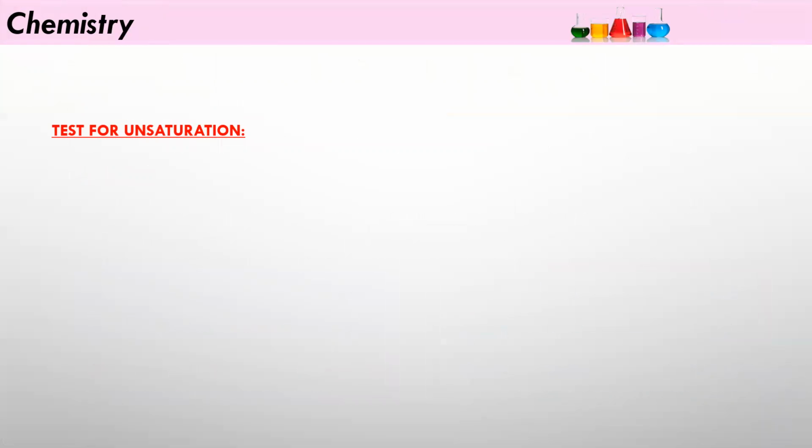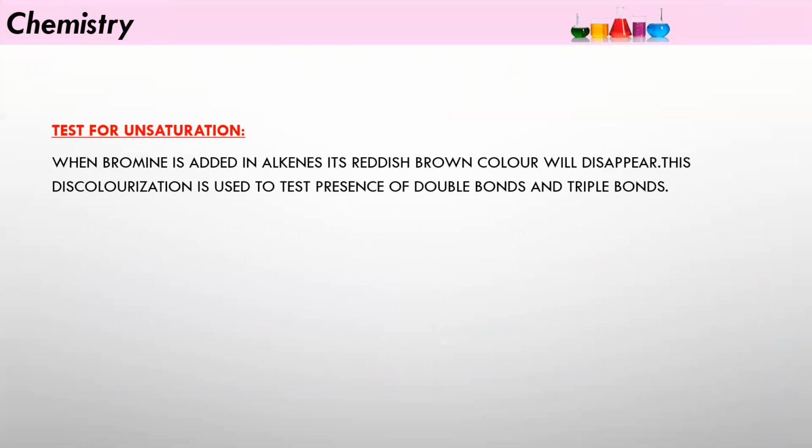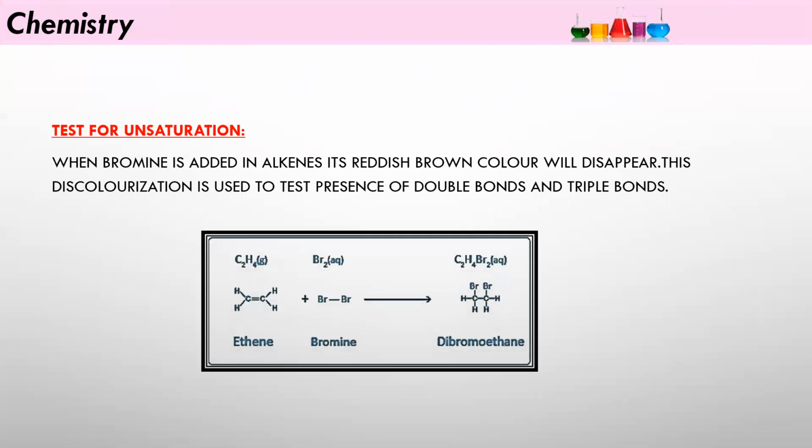Actually, this reaction of ethene with bromine is also used as the test for unsaturation. When bromine is added to an alkene, its reddish brown color will disappear, and this discolorization is used to test the presence of a double bond or triple bond. It means we can test whether the compound is an alkene or alkyne by using bromine water. As I have mentioned before in the chemical equation, ethene reacts with bromine and converts into the saturated compound, that is 1,2-dibromoethane.